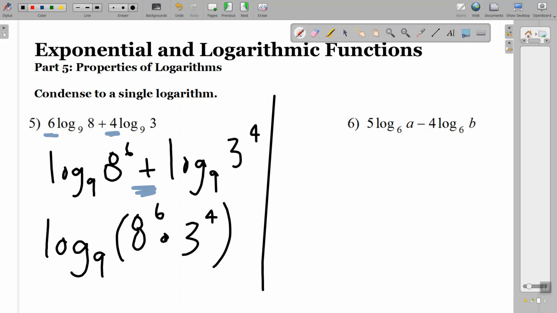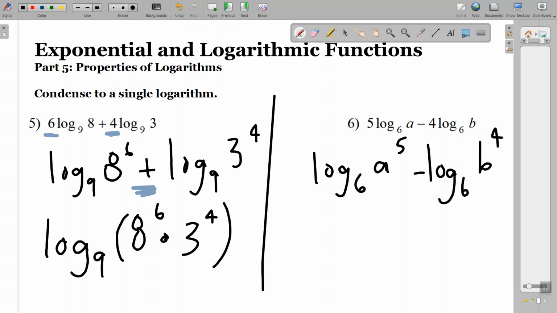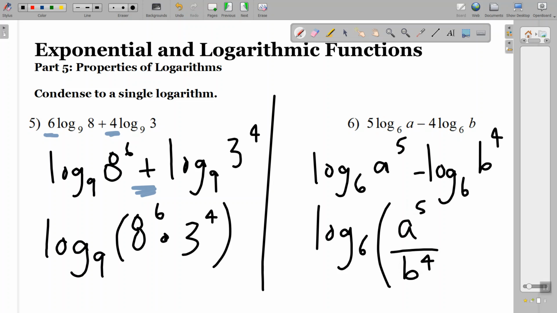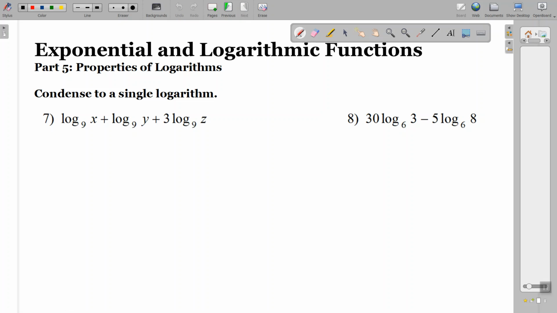All right, one more of these on this page. Log base 6 of a to the 5th minus log base 6 of b to the 4th. Now this time we have subtraction in between the logarithms. What does that mean? That means there was division in the single logarithm, so a to the 5th was being divided by b to the 4th. All right, two more quick examples of this.